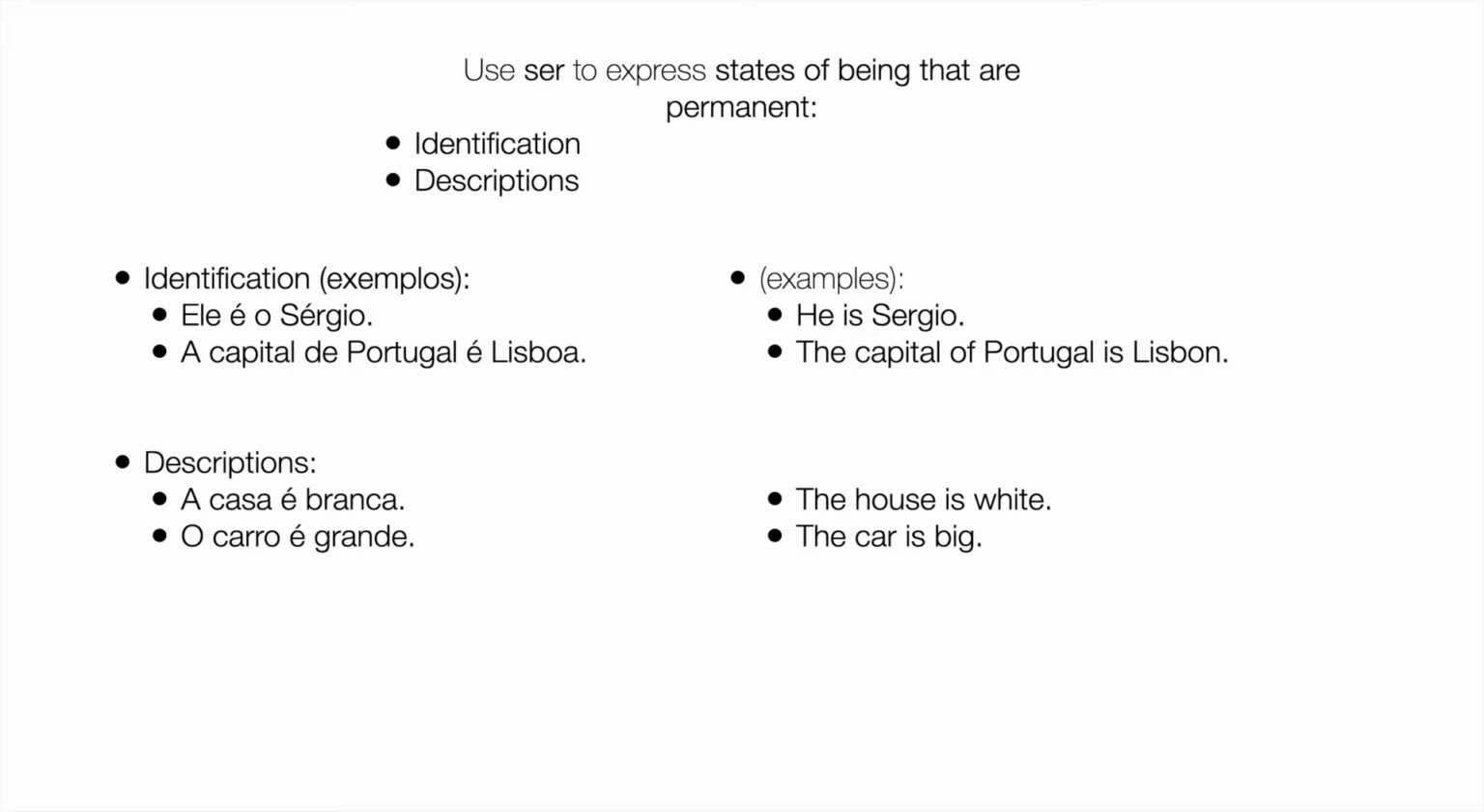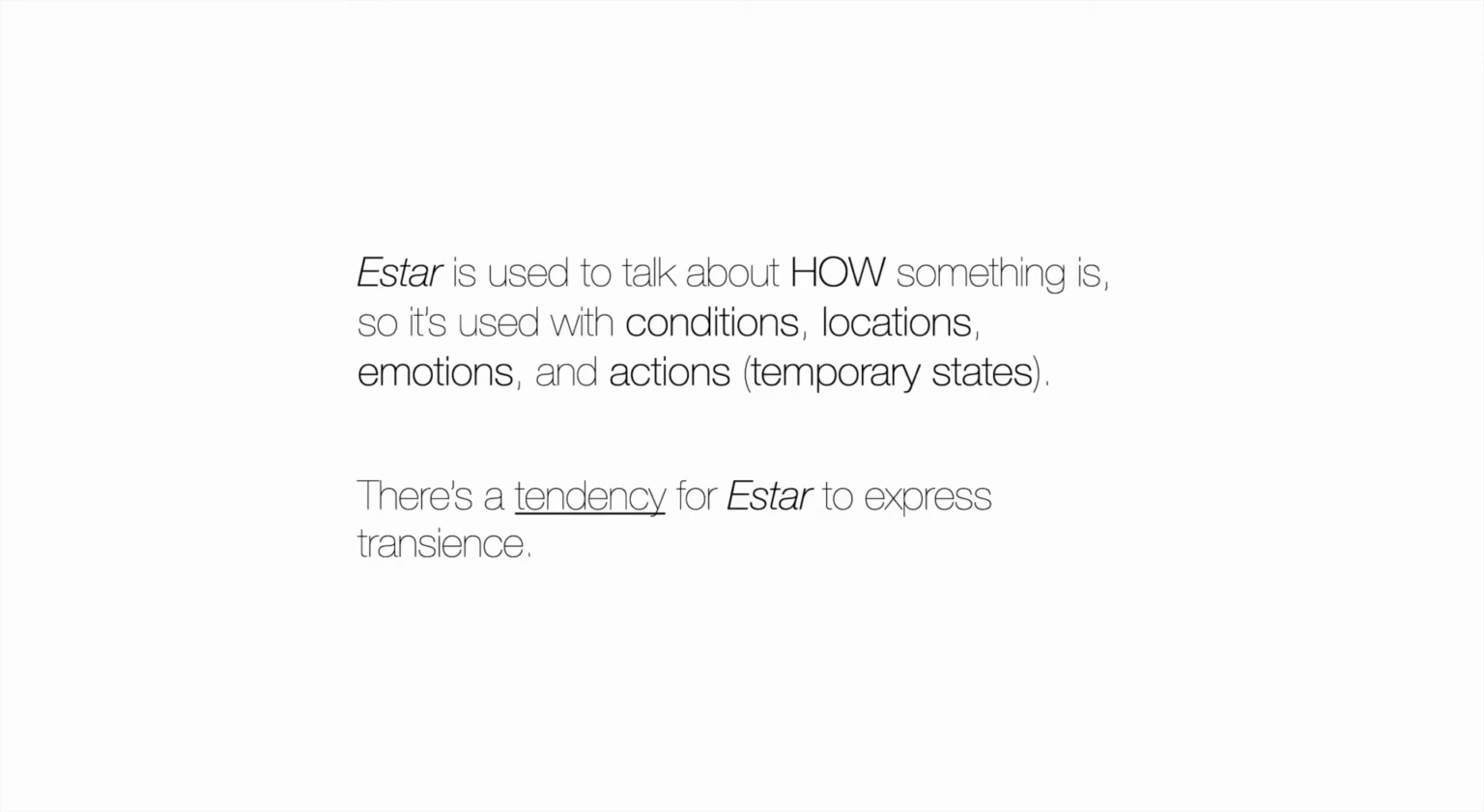I mean, if it looked like it was white and it normally wasn't white, I guess you could use that. But when we're describing the thing as it is, if you're telling somebody, hey, look for the White House, a casa é branca. And then just another example with a car. The car is big. O carro é grande. Okay? And then estar is used to talk about how something is.